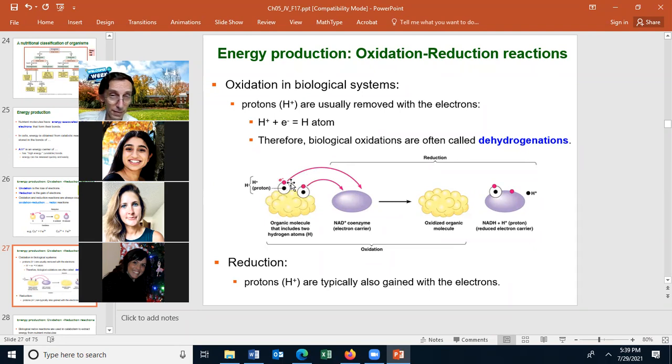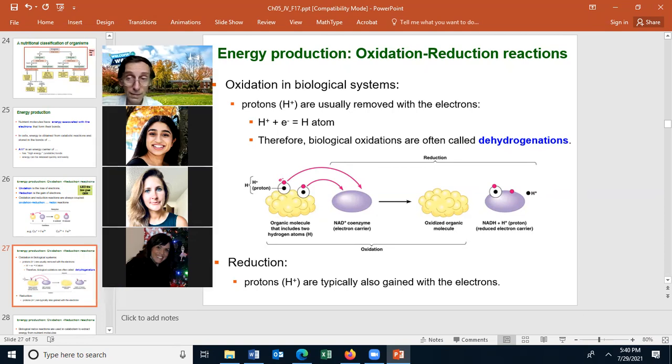This molecule is going to be oxidized, losing the electron. This molecule is going to be gaining the electron, reduction. This one loses the hydrogen ions, and NAD plus gains the hydrogen ion. So in biological oxidations, they're often called dehydrogenations because the hydrogen ion is following the electron. In reduction, the protons, the hydrogen ions, are typically also gained by the molecule that gains the electrons. And this is just something we see in biological systems. Any question about any of that?